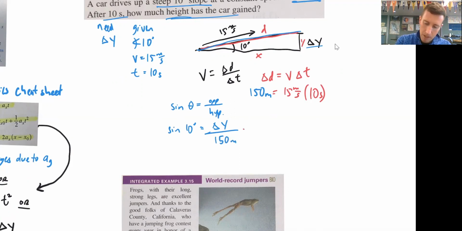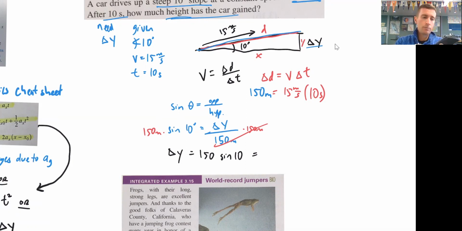Multiply 150 meters by both sides so that it converts to 1. And I'm left with delta y equals 150 sine of 10 degrees. Plug that into my calculator. 150 sine of 10. And I get 26 meters.